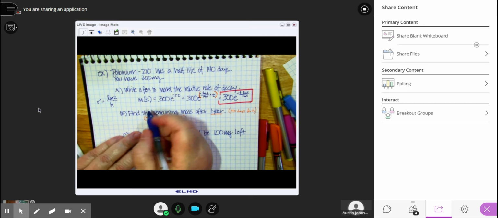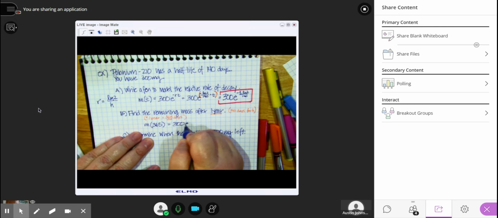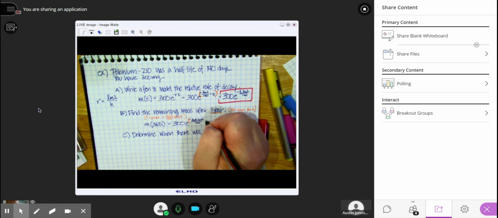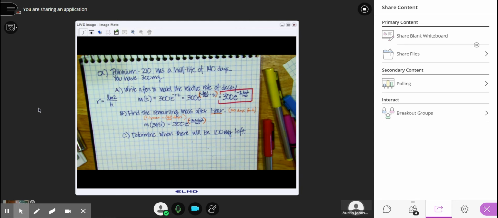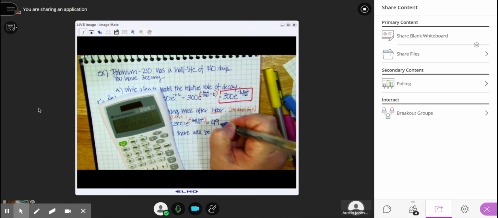So when I do this one, I'm going to do m of 365 equals 300 e to the negative 365 ln2 over 140. All of this is my exponent. Now, my recommendation is you type it into your calculator this way, just being careful. So I'll do 300, second e, negative 365 ln2 divided by 140. And I get about 49.2 milligrams.